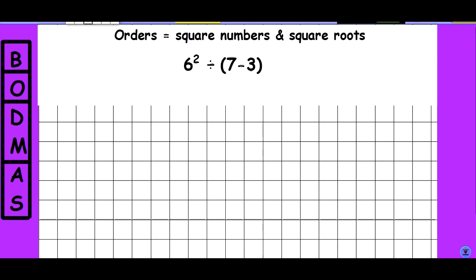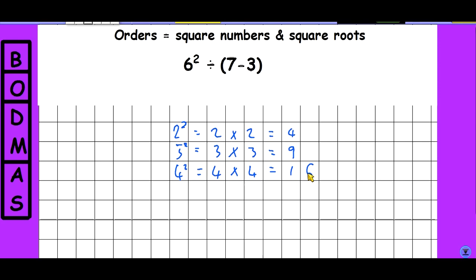Okay, now we see a couple of things. We see a square number and we see something in brackets. Now, just in case you've not covered it, square numbers are any number times itself. So, in other words, 2 squared is really 2 times 2, which is 4. 3 squared is really 3 times 3, which is 9. 4 squared would be 4 times 4, which is 16. These are all square numbers.